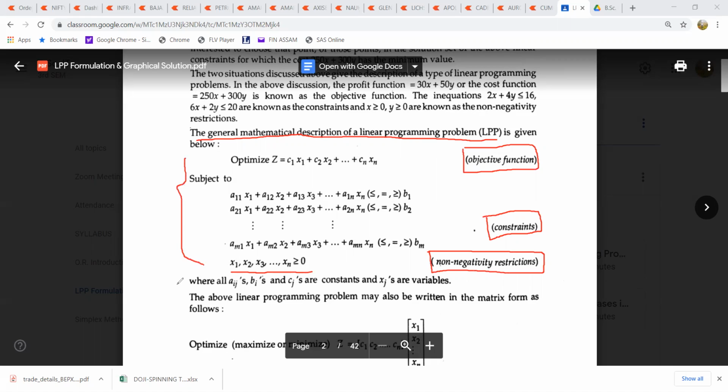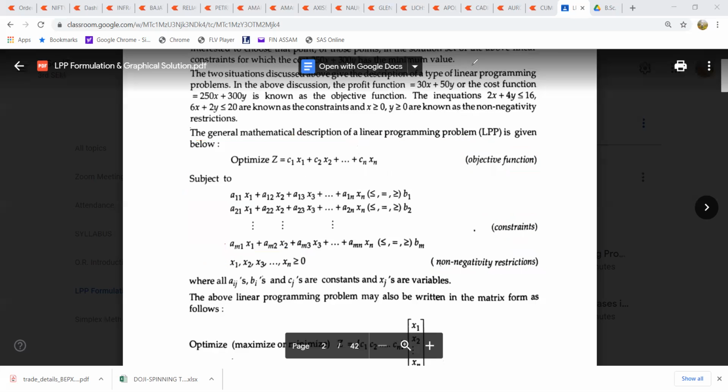So this is your objective function, and this part is your constants. These parts are your constants, and this is your non-negativity restriction part. That means all variables should be either positive or equal to 0. So this was the general form that you have already discussed.